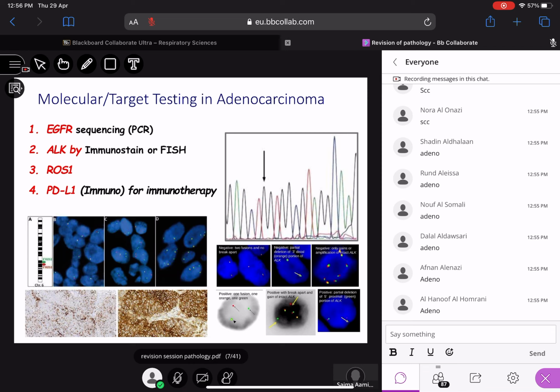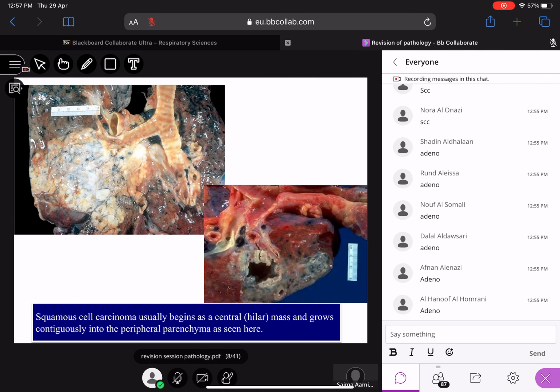Okay, you can employ molecular testing as we discussed in the session, that you can use EGFR sequencing. You can utilize immunohistochemical staining or FISH staining for ALK or ROS1 and PDL1. And for each of these molecular markers, there is a targeted therapy. And due to this personalized therapy, the prognosis of lung cancer, or rather adenocarcinoma, has changed dramatically.